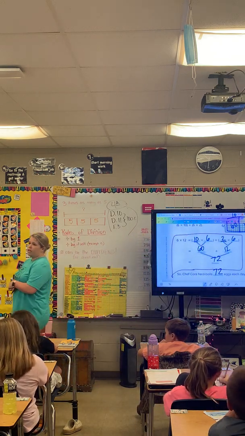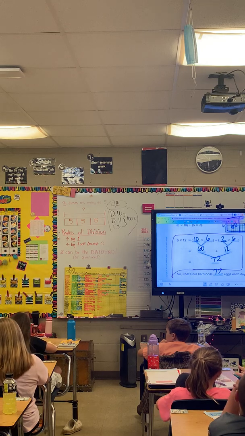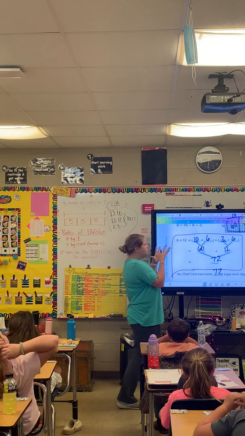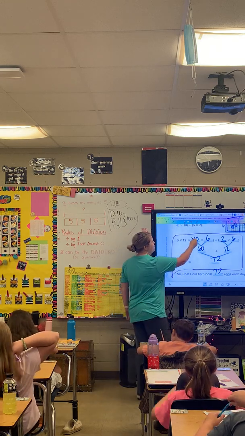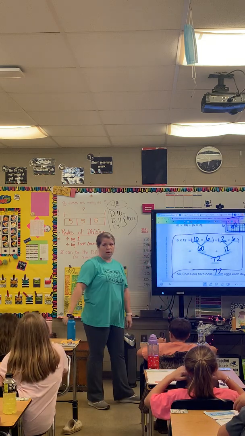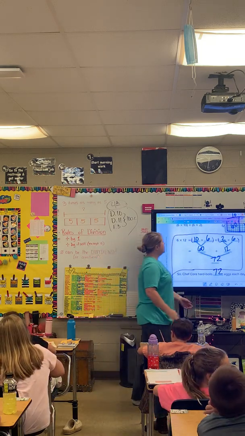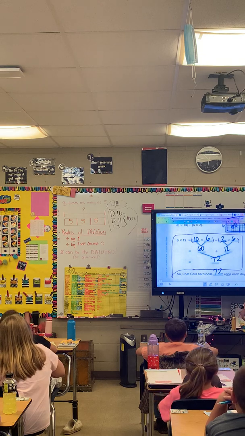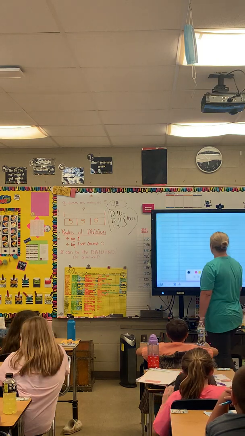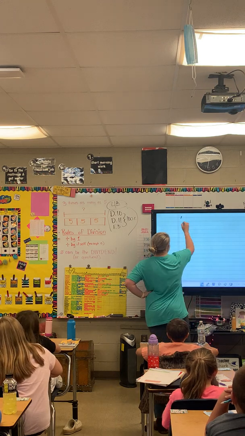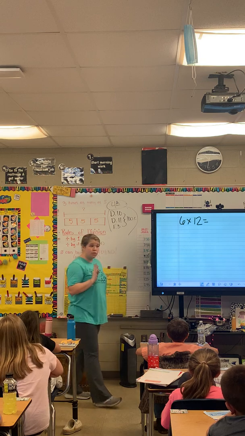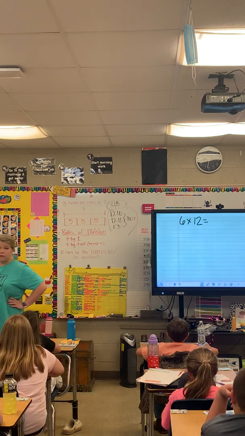Nothing is changing. It just is going to look a little different because instead of the box holding my numbers, now I have what holding my numbers? Parentheses. Okay? So, let me show you. Look very carefully, especially if this is confusing you. I had 6 times 12, right? Here's the distributive property. Here's what it looks like.